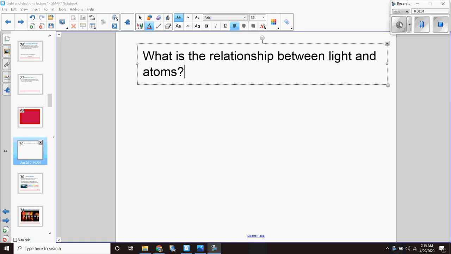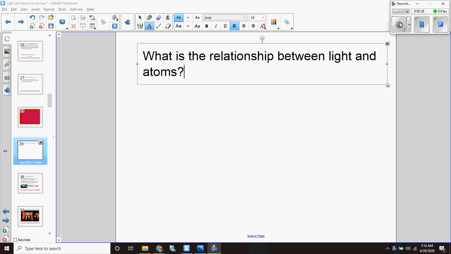Back. This is our next lecture in the series dealing with light. We have some of the light basics out of the way. We know about wavelength and frequency, and we know the relationship between energy and light. We also know that light can act like a wave or like a particle depending on the circumstance. Well, today we want to approach the question: what's the relationship between light and atoms?